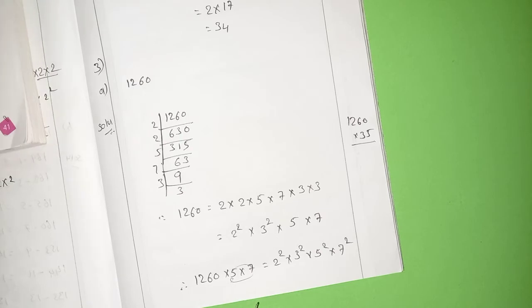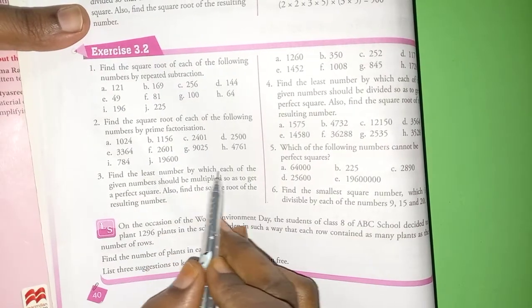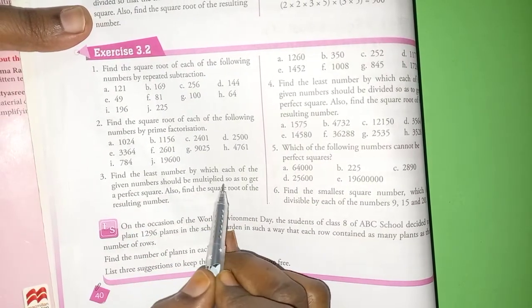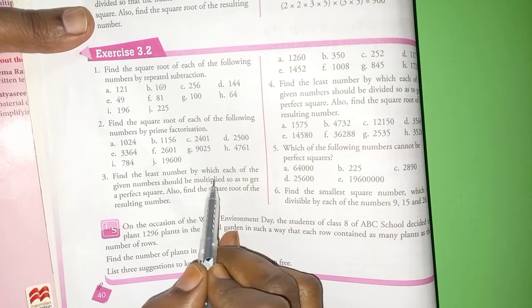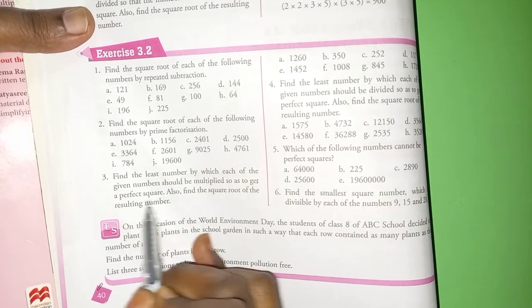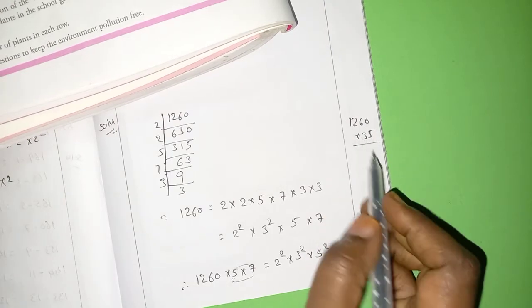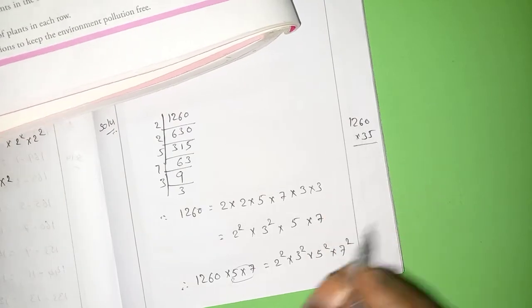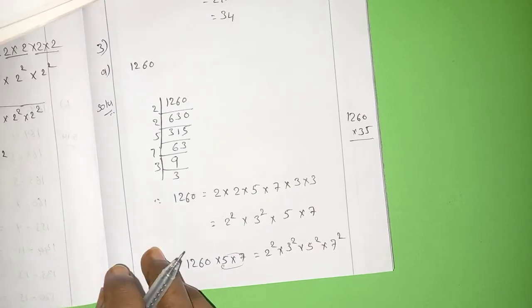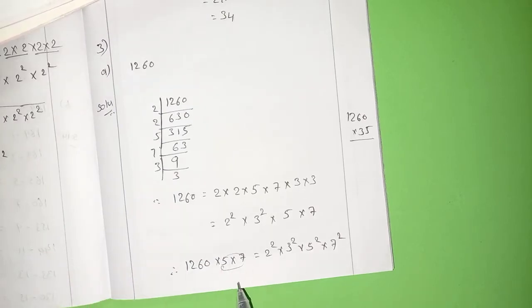After getting 35, they ask that only, right? Observe the question. Find the least number by which each of the given numbers should be multiplied so as to get a perfect square. So we got the number 35. We don't need to multiply 1260 with 35. Forget about that. So the number is 35.